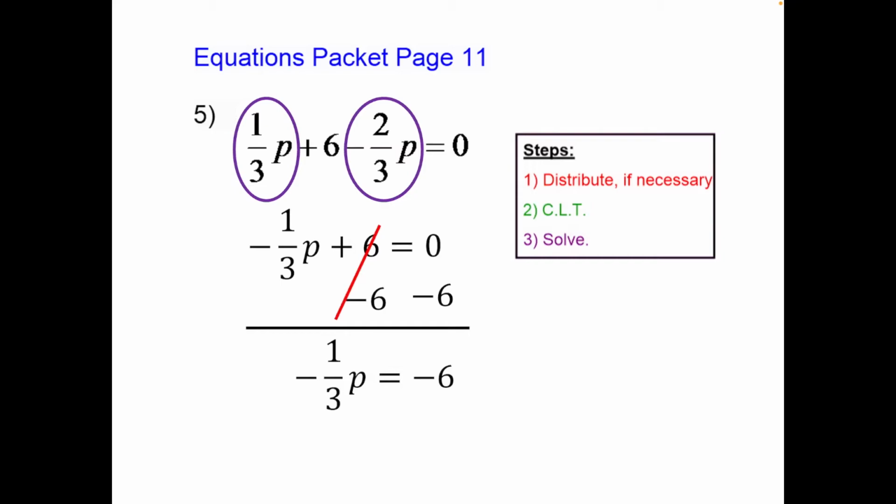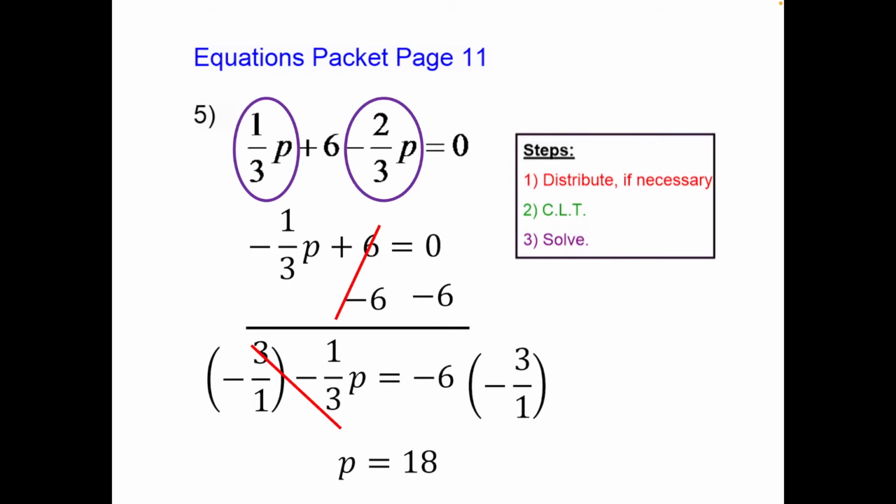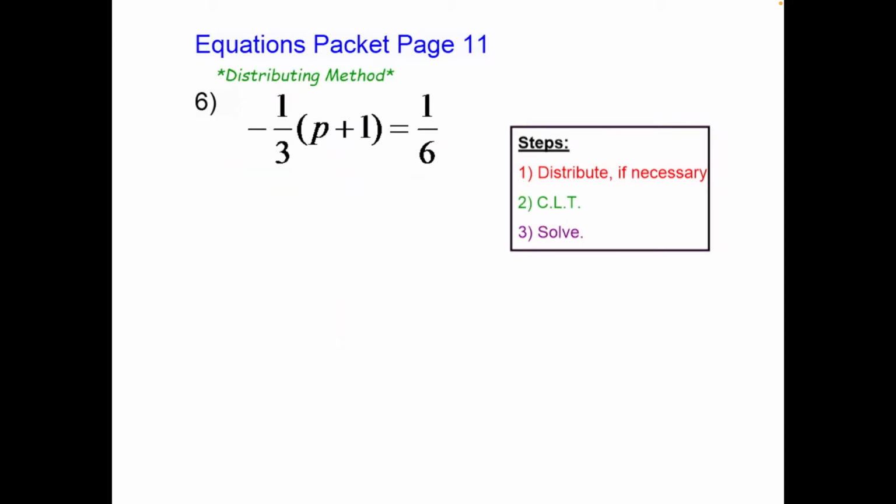P is being multiplied by negative 1/3. We could divide by negative 1/3, or you can multiply by the reciprocal. The reciprocal would be negative 3/1. We just flip the fraction, and we do that to both sides. It will cancel when you multiply negative 3/1 times negative 1/3, you get 1, or 1p. P equals negative 6 times negative 3/1, which equals positive 18. P equals 18.